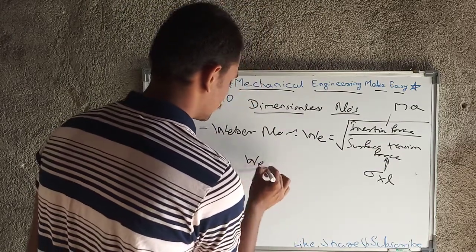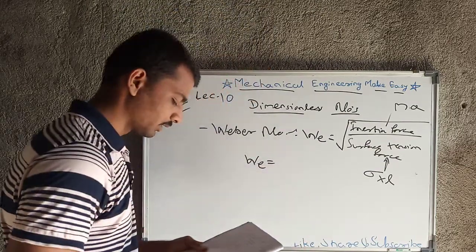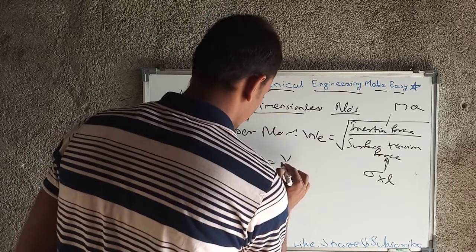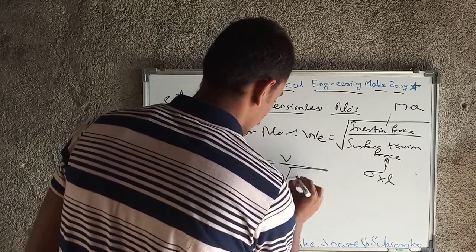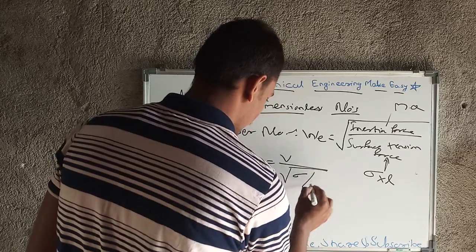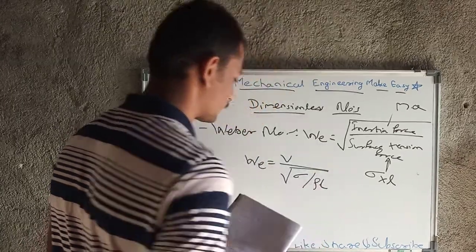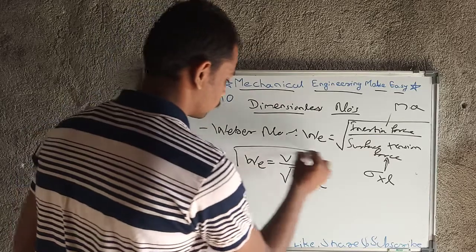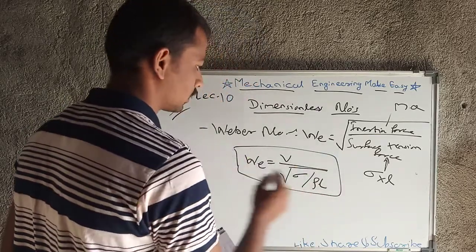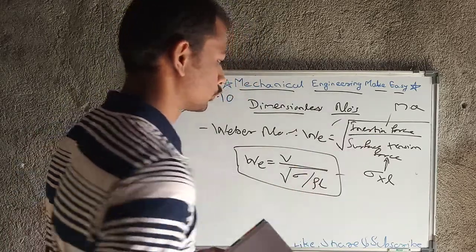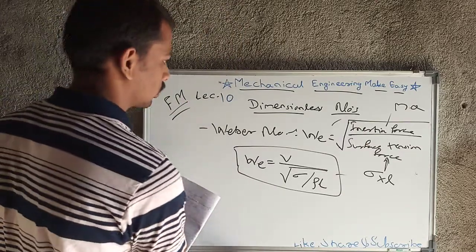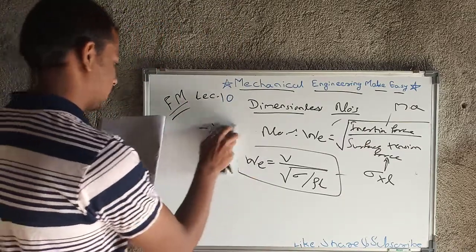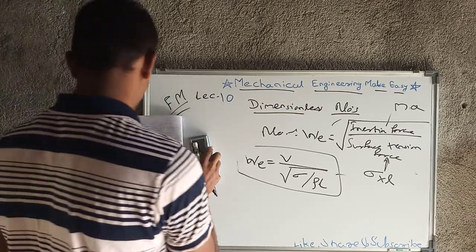So we will get the equation for Weber number, and that is nothing but V upon under root of sigma divided by rho into L. This is the equation for Weber number. This is also important and this is also important. Both equations you note down. Then the next number is Euler number.